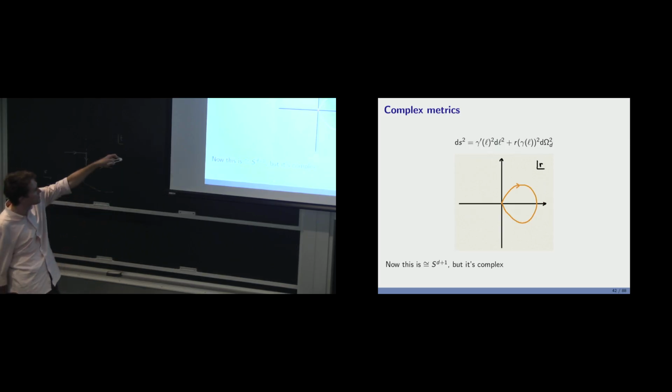But we could do different things. We could also allow it to go in a circle. Now it would be topologically a sphere, because the coordinate is coming back, but it's a complex sphere. This is a complex metric on a sphere.